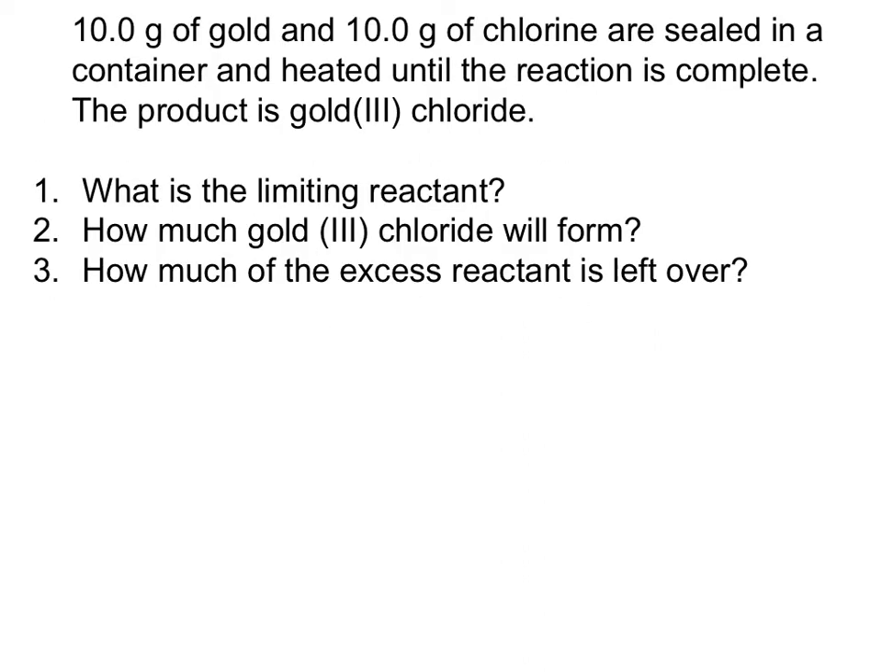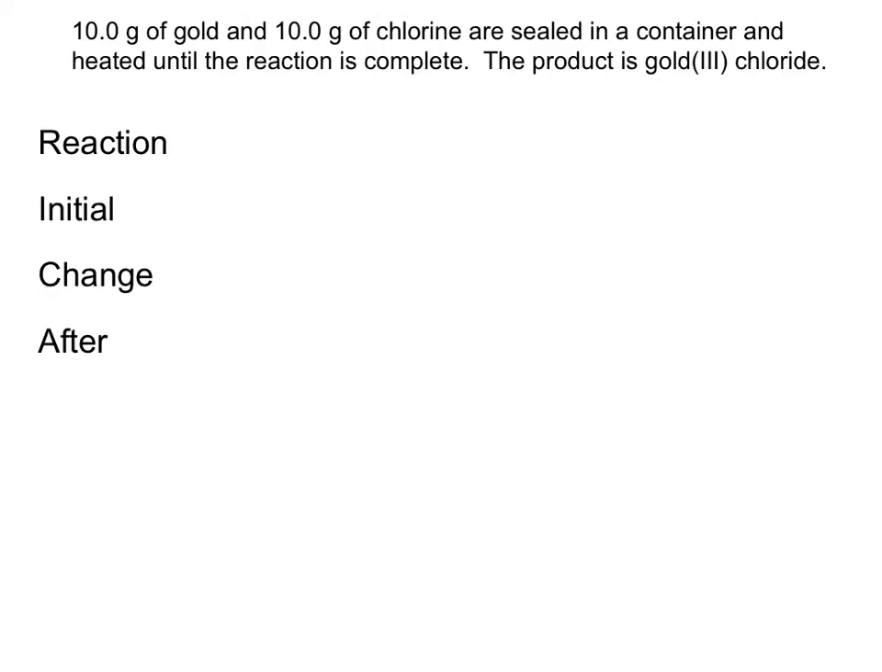We've seen this example a couple different times now. Our 10 grams of gold and 10 grams of chlorine reacted together to produce gold-3 chloride, and we want to know what the limiting reactant is, how much gold-3 chloride will form, and how much of our excess reactant is going to be left over. Now we're going to approach this problem using a RICA table, though. And so our first step is just to set up our table, our reaction, initial, change, and after.